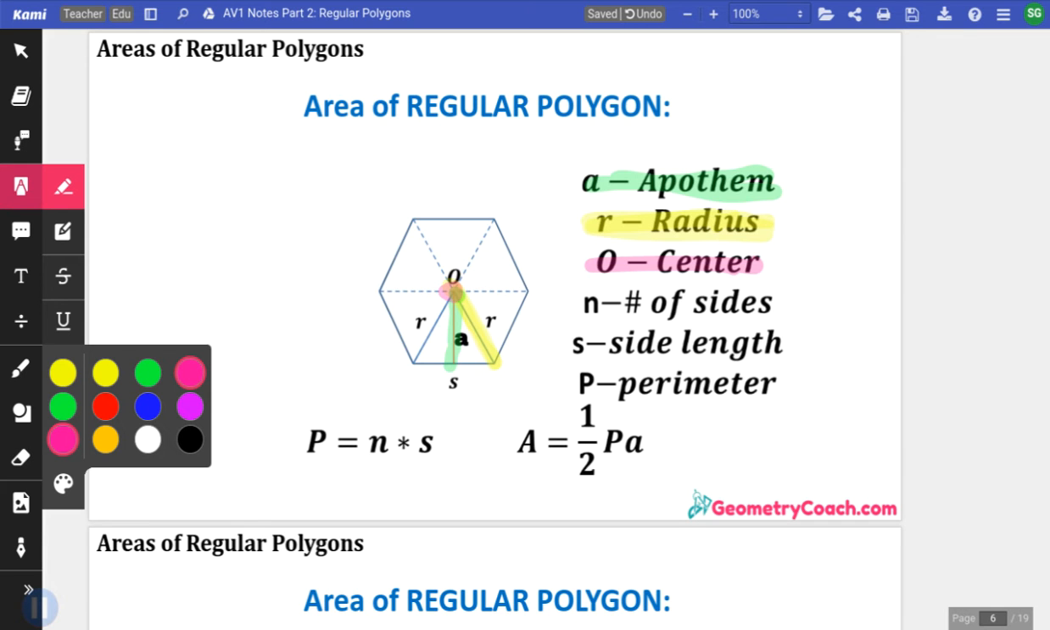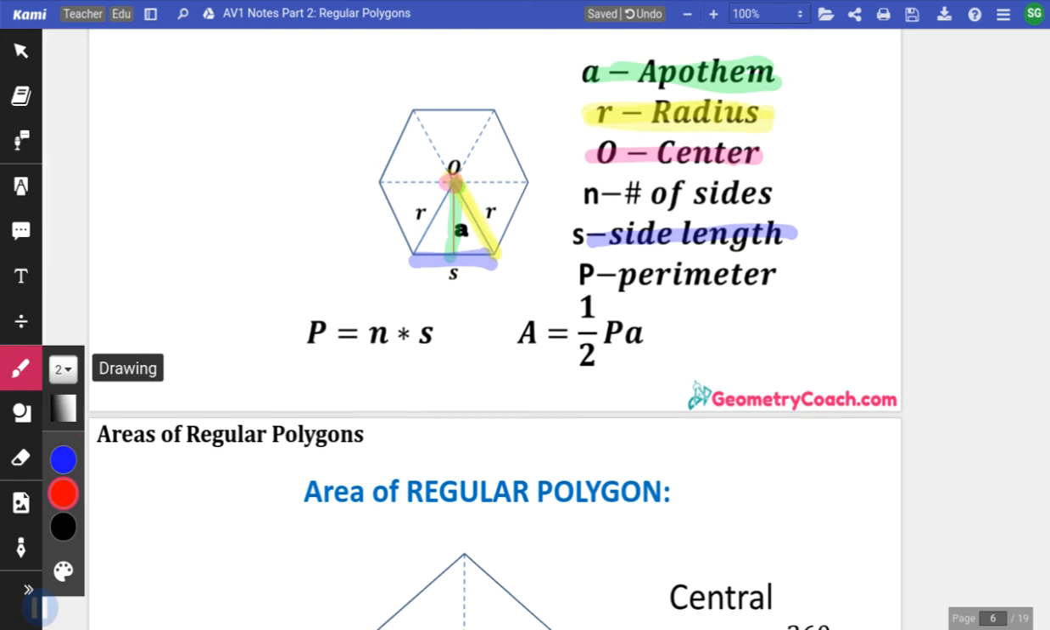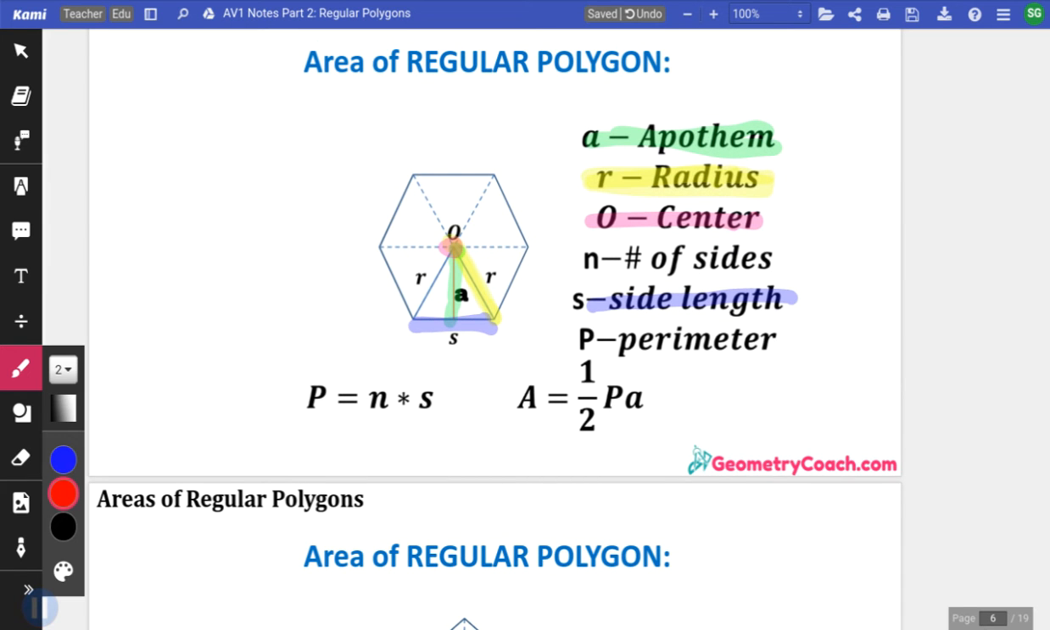N is the number of sides, just like it was before. S is the side length. So that is S. And P is the perimeter. So it's all the S's added together. So you have apothem, radius, and side length. All right, and then we have a couple formulas. Perimeter is just N times S, number of sides times the side length, because we're only talking regular polygons here. And then our formula for area is 1/2 perimeter times the apothem.